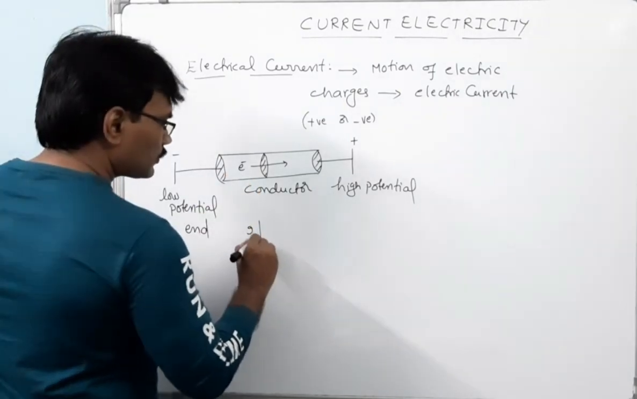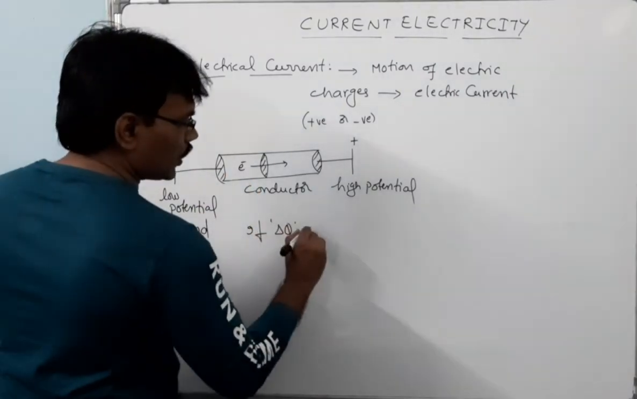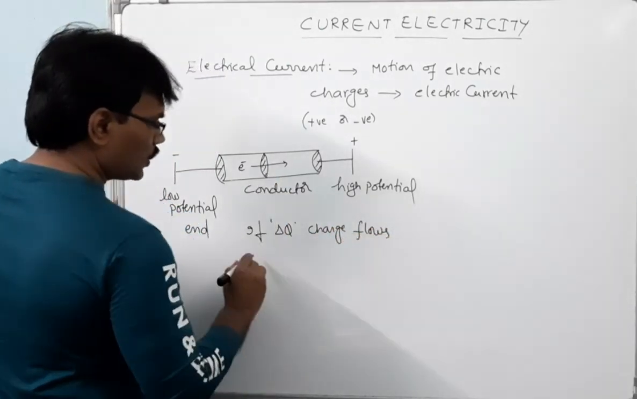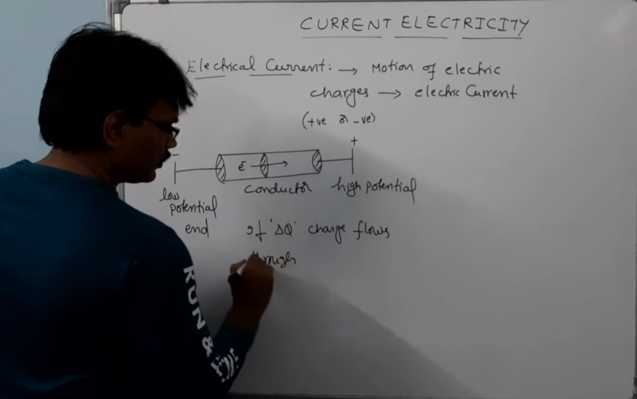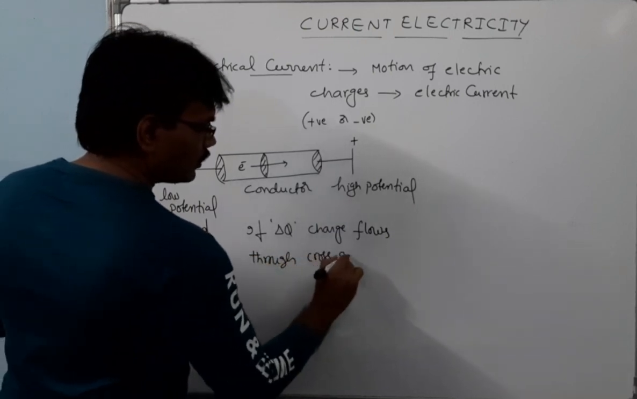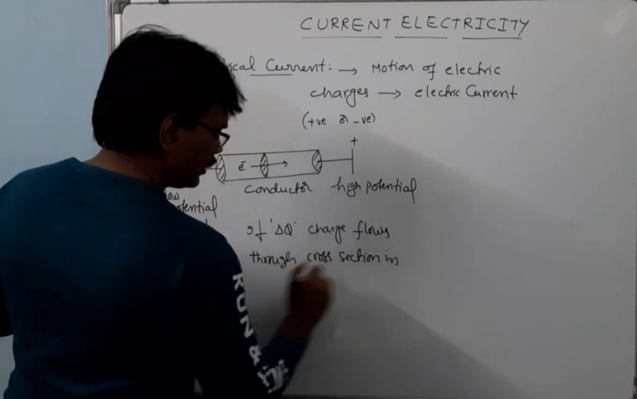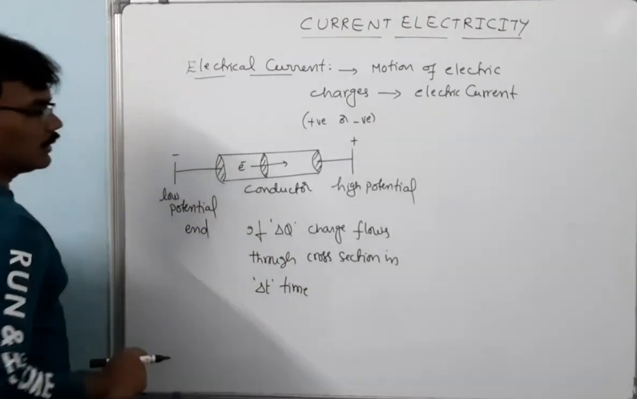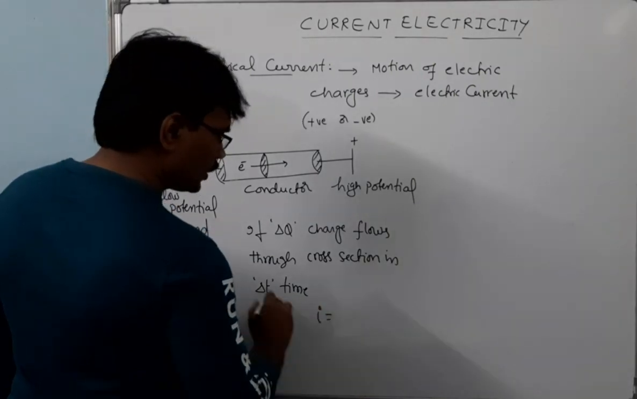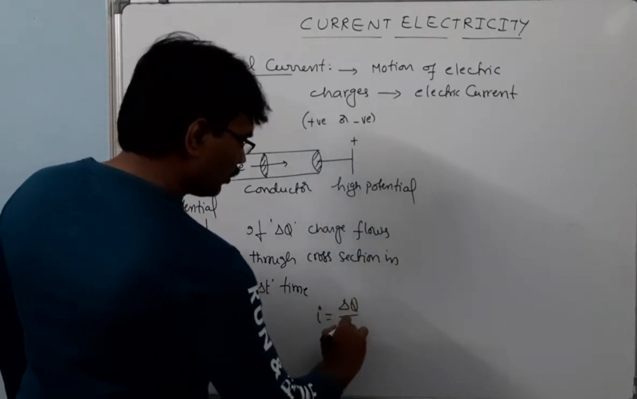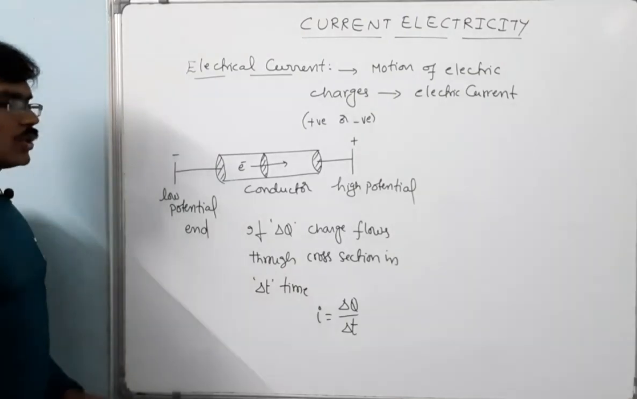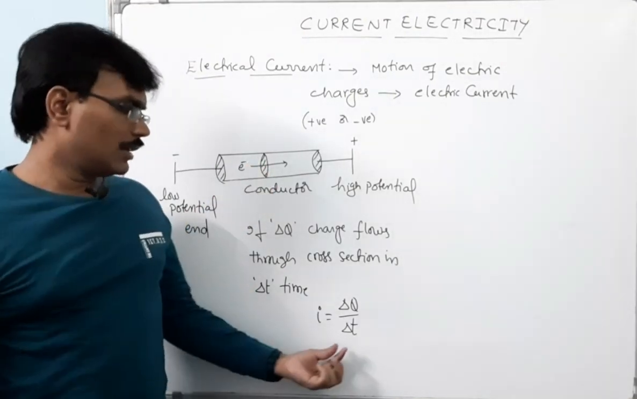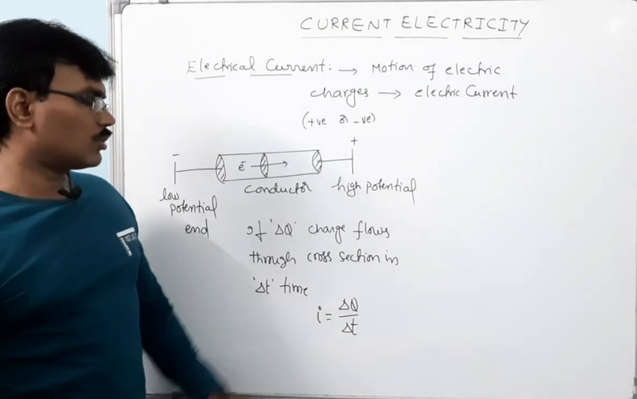Suppose delta q amount of charge flows through that cross section in delta t amount of time, then the electrical current through that conductor or through that cross section is defined as delta q upon delta t. So the total charge crossing a particular area of cross section inside the conductor in a unit amount of time is equal to the electrical current.